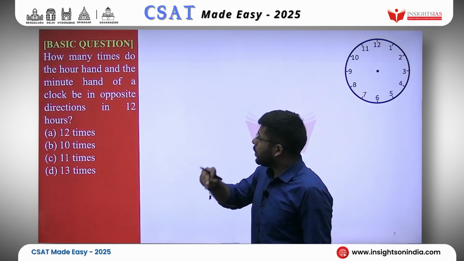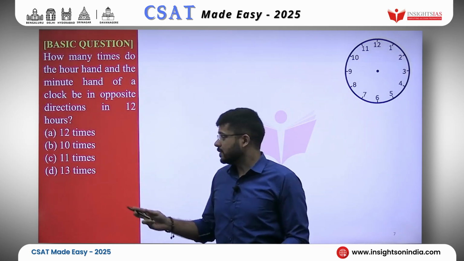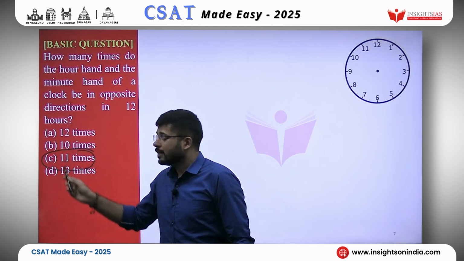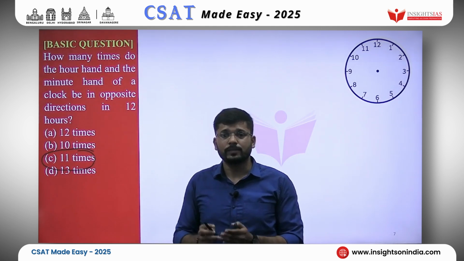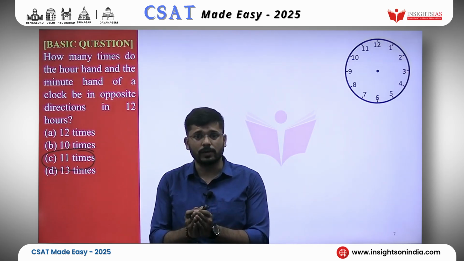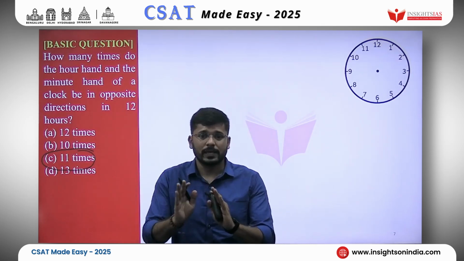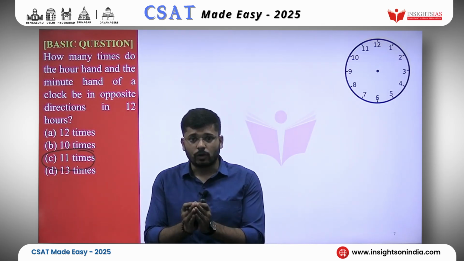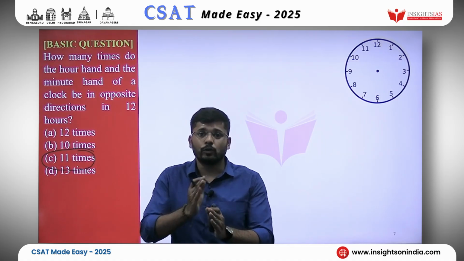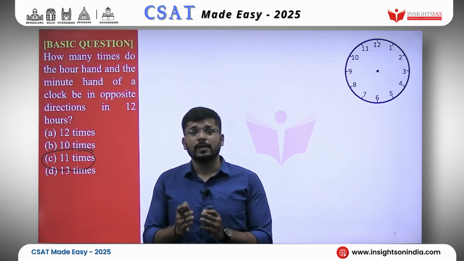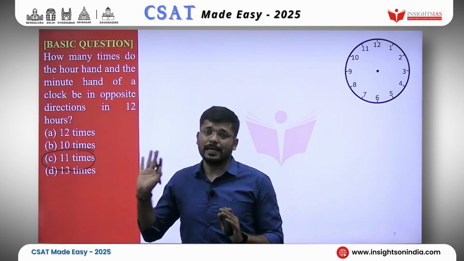How many times do the hour hand and the minute hand of a clock be in opposite direction in 12 hours? Again the answer is 11 times. This is simple. If they are coinciding, that is, if the angle between them is 0 degrees, 11 times in 12 hours, then how many times will they be in opposite direction? That would also be 11 times. So, in a clock, in 12 hours, the number of times the hour hand and the minute hand would be coinciding with one another is 11 times, and the number of times that they would be in opposite direction to one another is also 11 times.